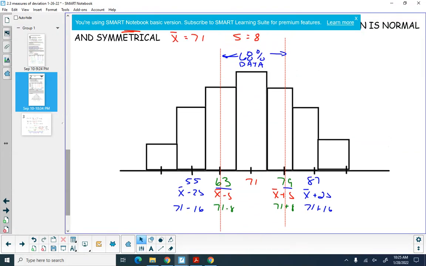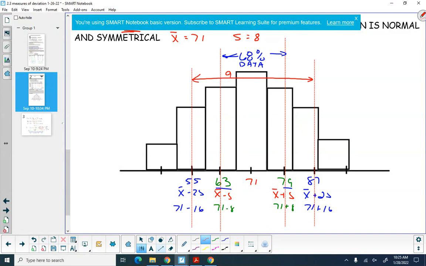What the empirical rule states is that between these values, between 55 and 87, 95% of the data values will lie between the values of 55 and 87. So you have a 95% chance of scoring between 55 and 87.